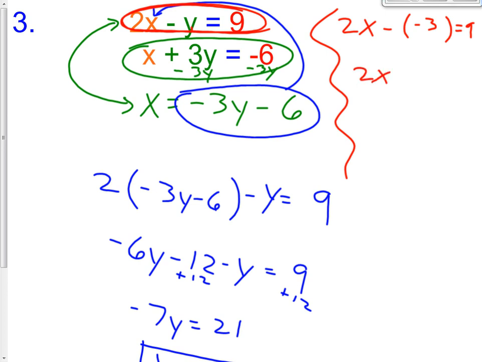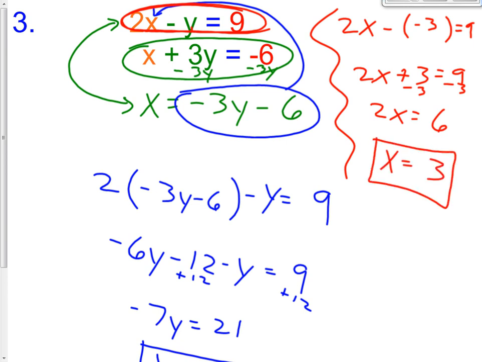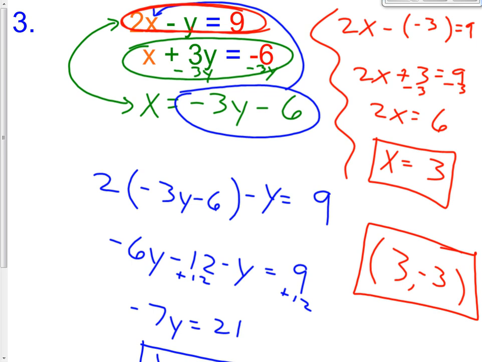2x minus a minus 3 means plus 3 equals 9. 2x equals, subtract 3, 6, so x equals a positive 3. So our answer is going to be an ordered pair of 3 for our x coordinate and a negative 3 for our y coordinate. Hopefully that makes sense. There's problem number 3.